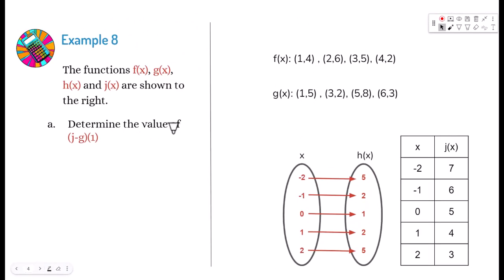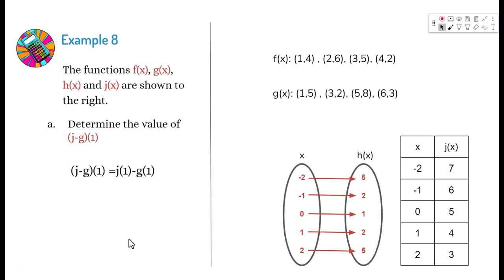Okay, now here it says that the functions f of x, g of x, h of x, and j of x are shown to the right. Now remember, functions can occur in many different forms. We often think of them as equations, but they can be like f of x and g of x, which are a set of ordered pairs. They can be in mapping notation, like this h of x, or they can be as a table of values, like j of x. So let's go over here, and we're going to determine j minus g of 1.